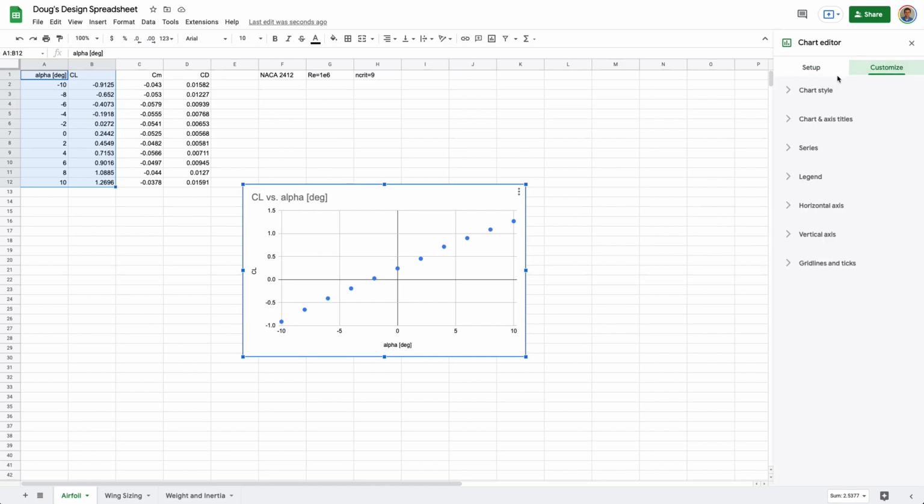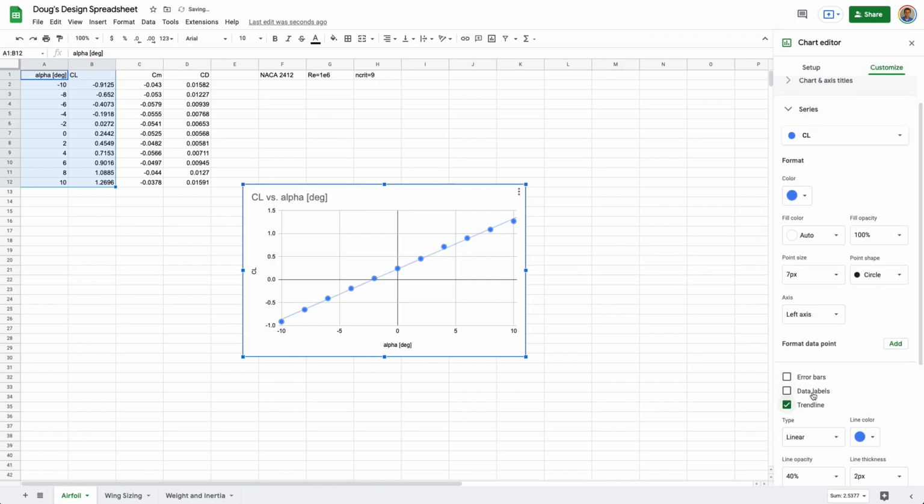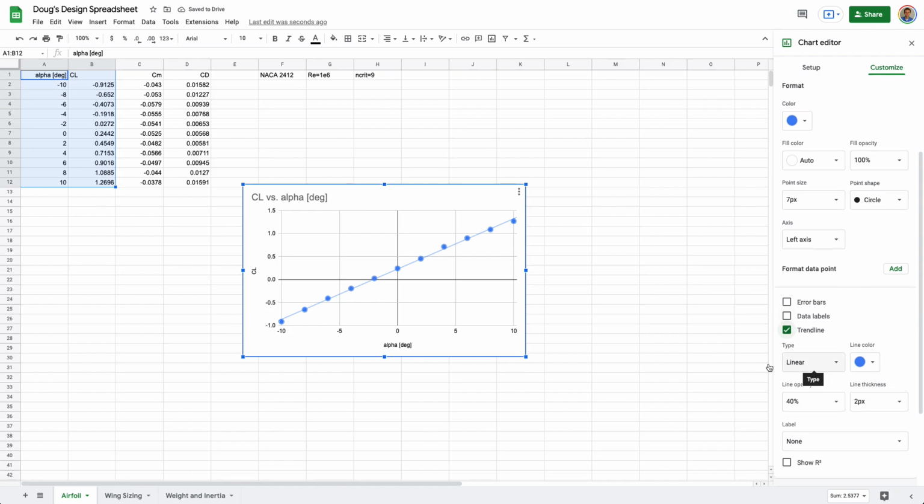So let's go over here to customize, and we'll click on this data set here. We've got some options here. I'm going to click on trend line, and yes, we want a linear trend line. You can see it drops a line in there through the data, and that fits the data really quite well. Certainly within the accuracy that this data is good. So we don't know the lift coefficient any more accurate probably than this trend line is representing it.